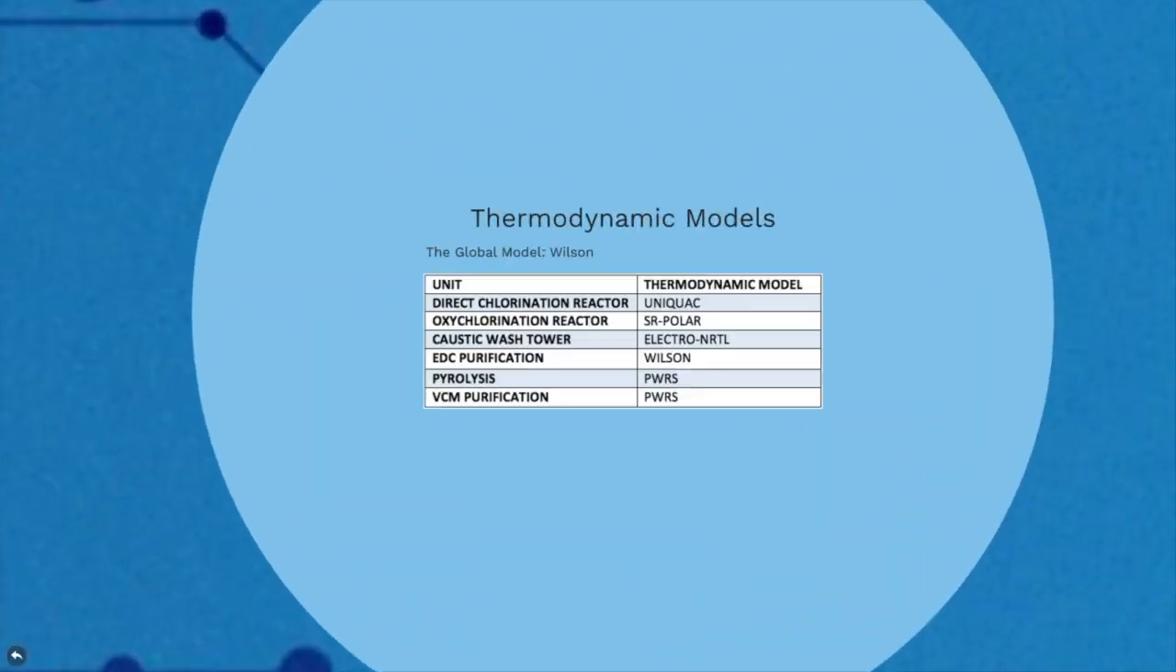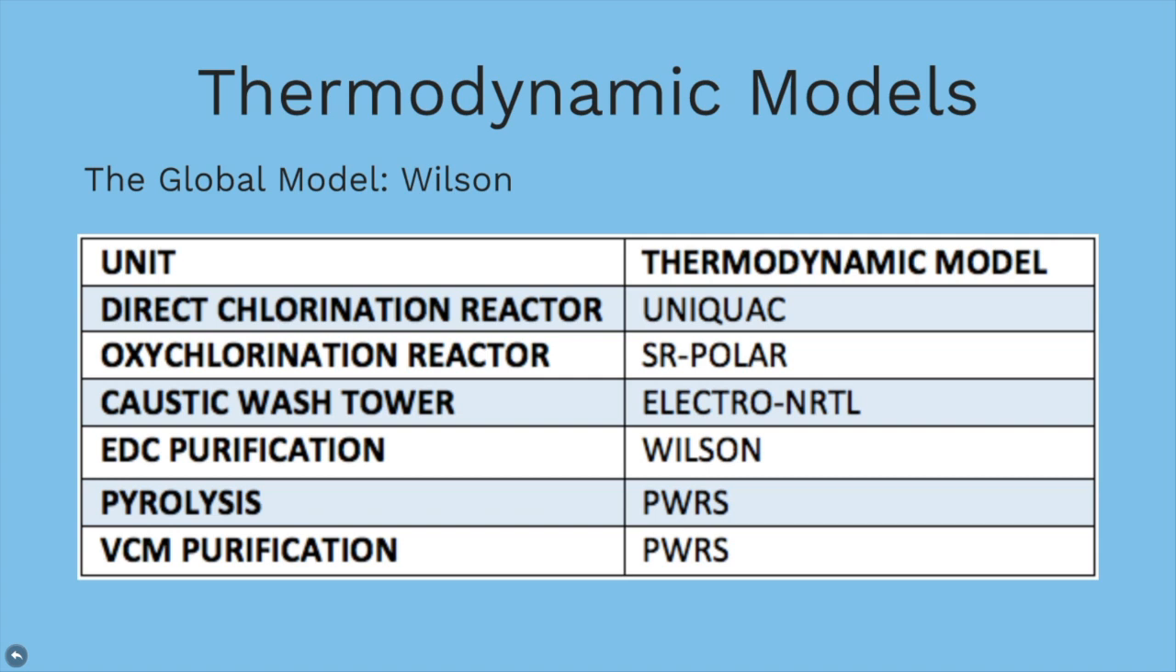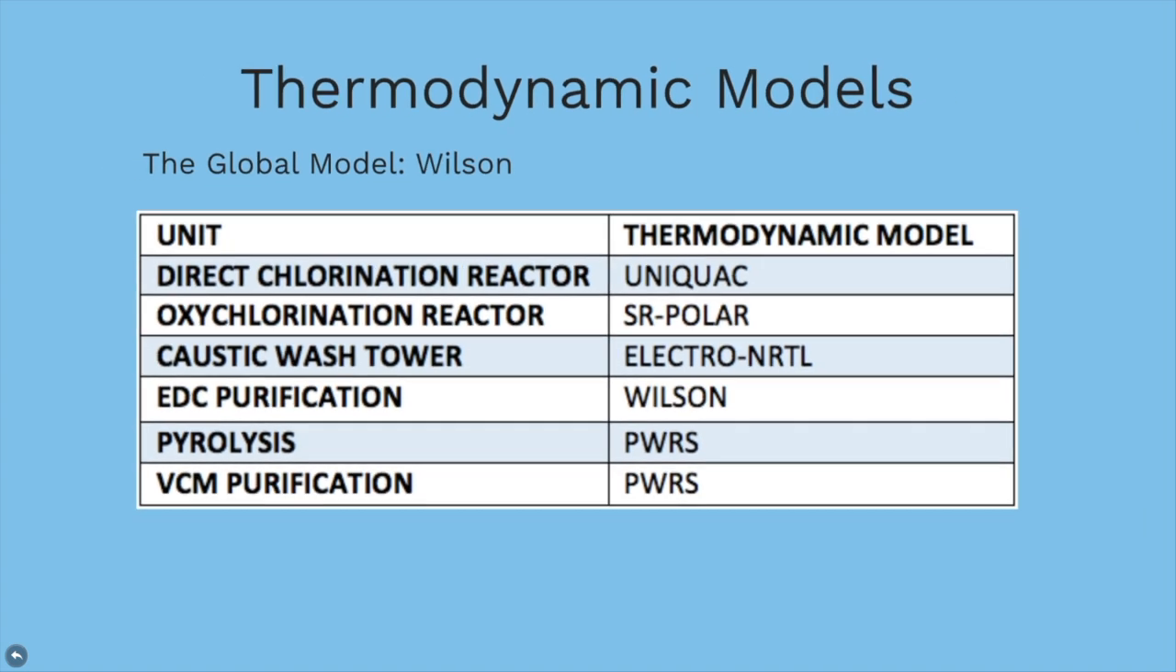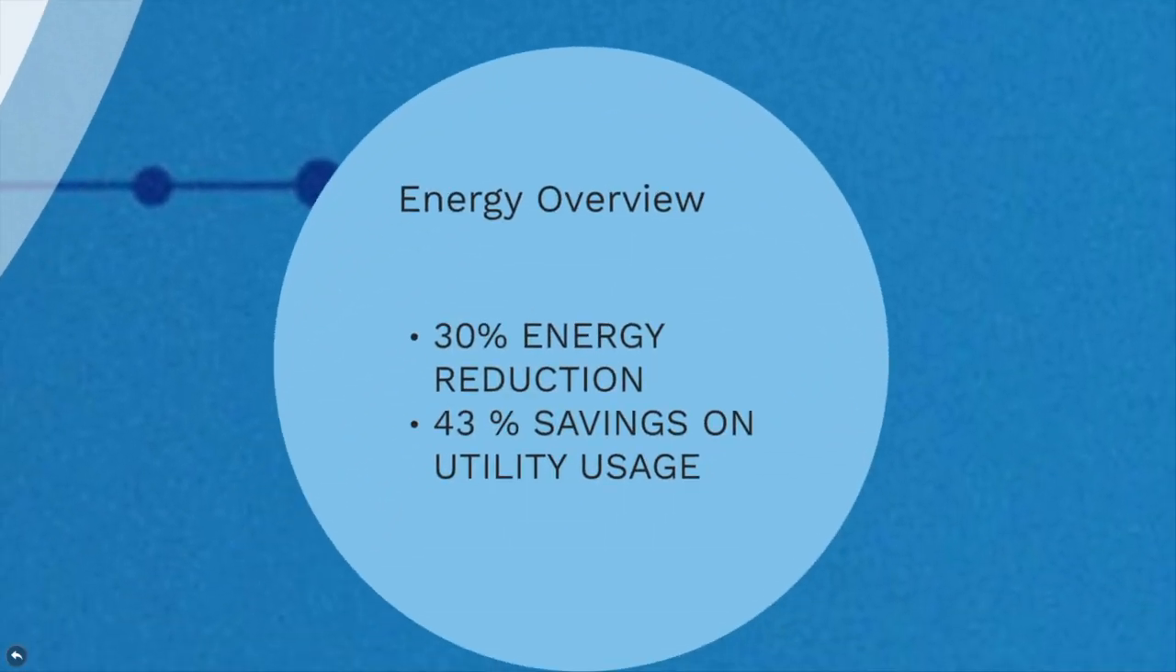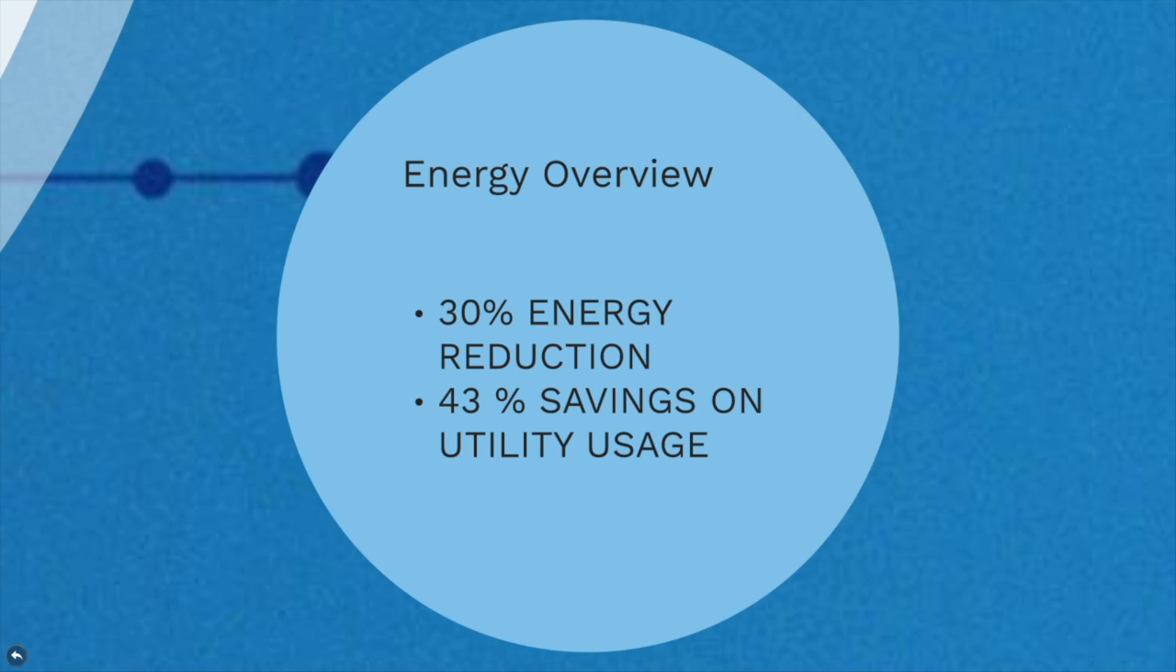In conclusion, the thermodynamic models chosen for this process were allocated based on the mixture as well as the operating conditions. DSTWU is a reasonable initial estimate and RStoic enables us to receive the enthalpy heat of reaction. Overall, with heat integration, there is a 30% heat reduction, making the process more sustainable, thus leading to a 43% saving on utilities usage.